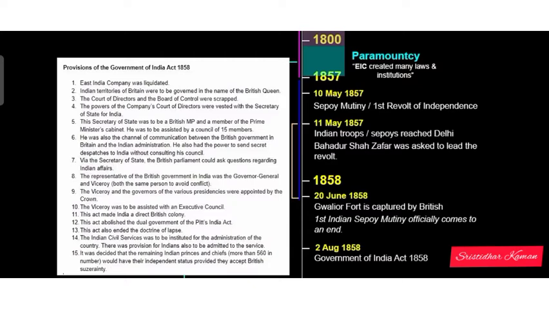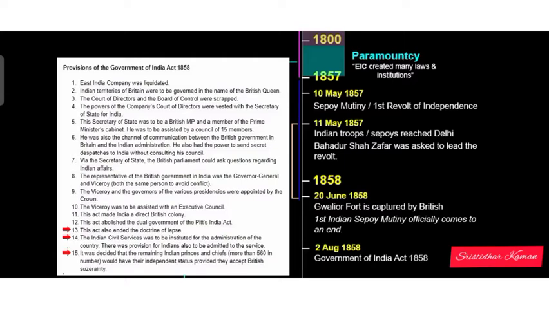It was basically a strategy by the British government to restructure their ruling plans. Again, if you look at the provisions of the act: 1. It ended the doctrine of lapse. 2. It had provisions for creating the Indian civil services for the administration of the country. It also included that Indians will be admitted into the service.